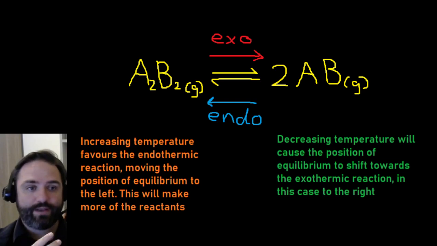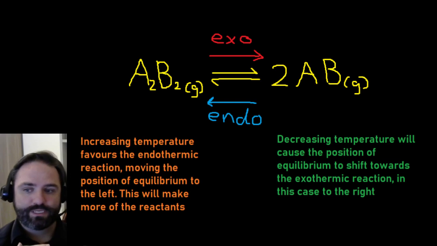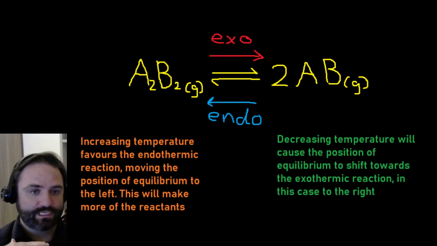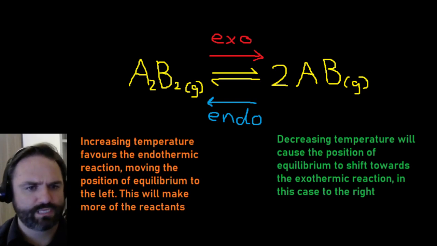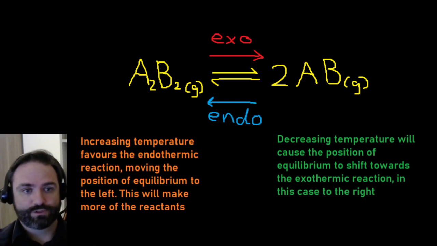And if I decrease the temperature, if I make the temperature go down, it does the opposite. It tries to increase the temperature by doing the exothermic reaction. So by decreasing the temperature, I can move my position of equilibrium towards the exothermic side, and I can make more of the products.